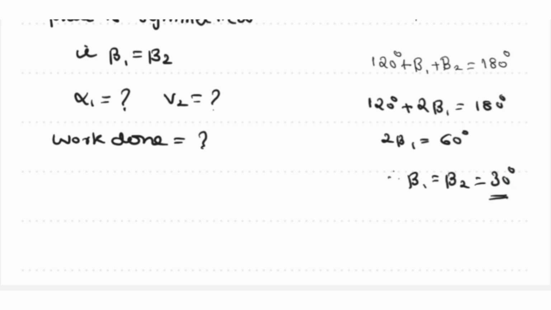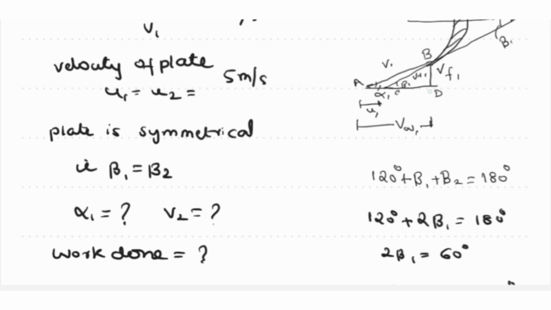So that is what we can calculate. We have calculated now beta 1 and we know here the value of V1. We should calculate alpha 1. So how to calculate alpha 1? In order to calculate alpha 1, we should apply sine rule to the triangle ABC.